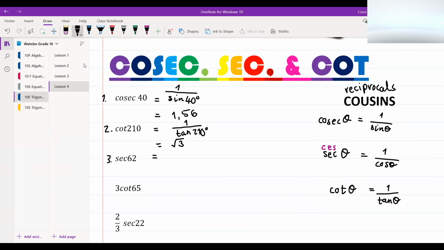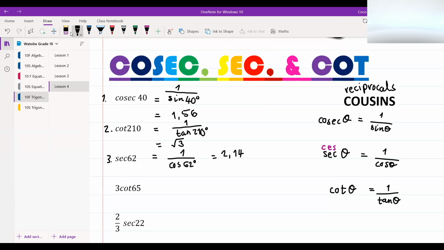All right, so this one is going to be 1 over cos of 62 degrees, which is equal to 1 comma. Okay, I'm seeing 1,89 and then, oh no, it's 2,14. It's 2,14. All right.